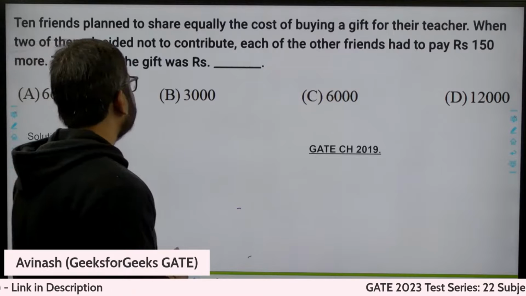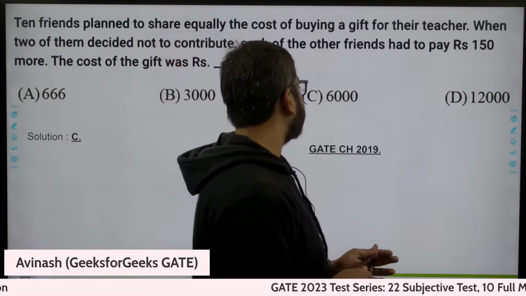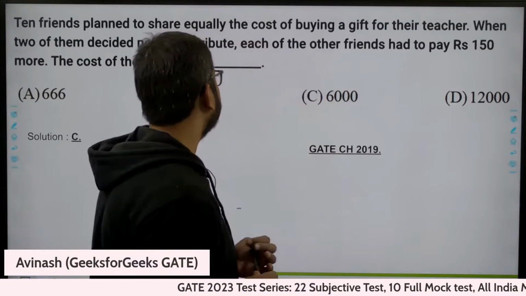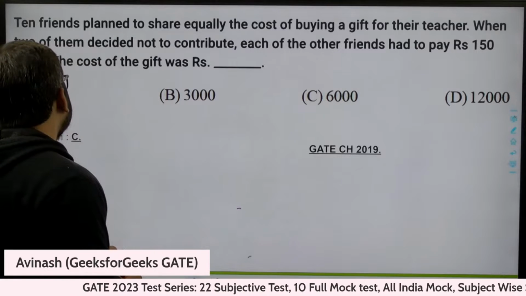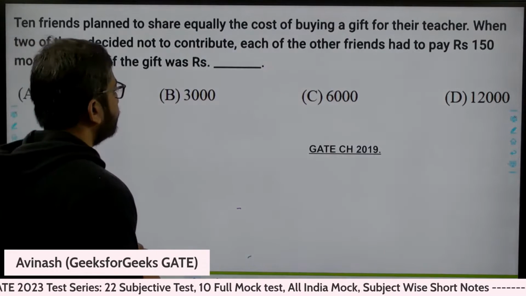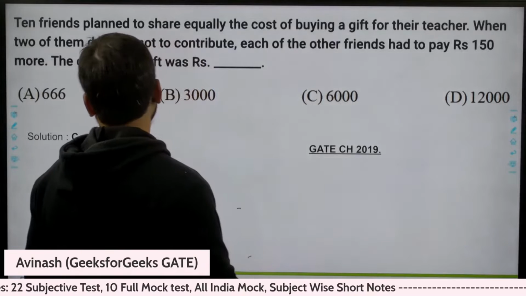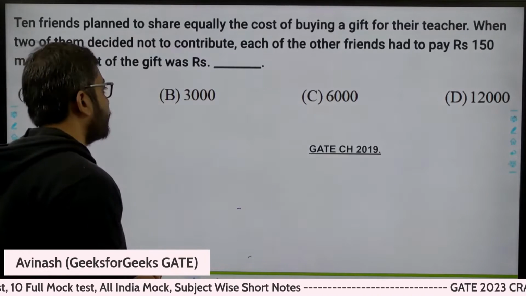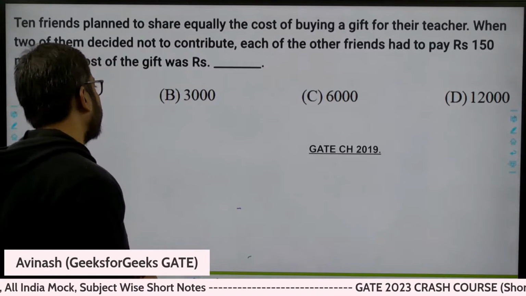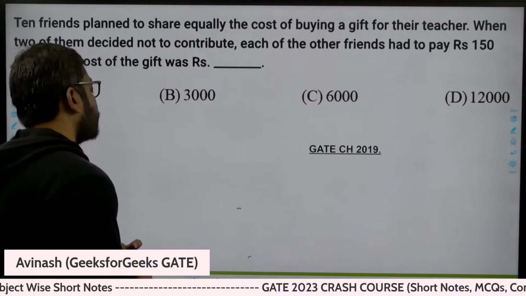10 friends plan to share equally the cost of buying a gift for their teacher. This is a 2019 question, chemical branch. When two of them decided not to contribute, each friend has to pay 150 rupees more. The cost of the gift is?